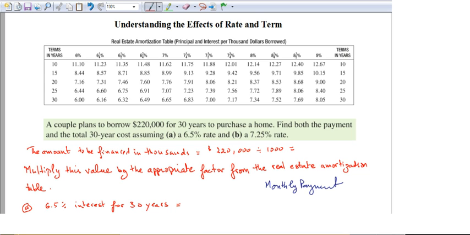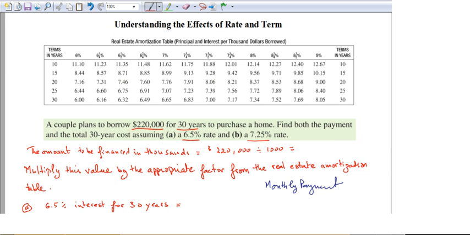Hello, in this video we will be dealing with real estate loans, and we're going to see an example to help us understand the effect of rates and terms. So let's see this example. A couple plan to borrow $220,000 for 30 years to purchase a home. Find both the payments and the total 30 years cost, assuming either 6.5% interest rate or 7.25% interest rate.